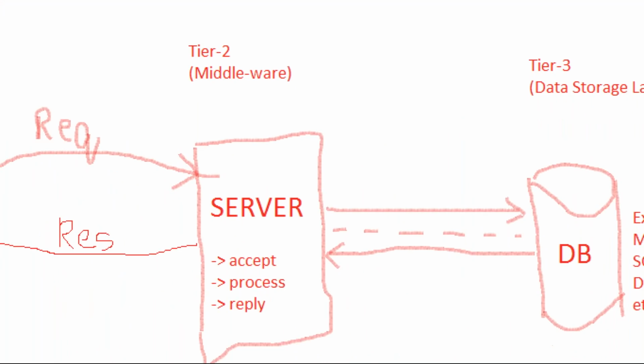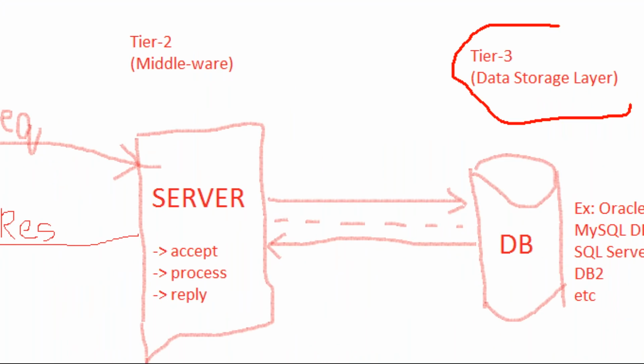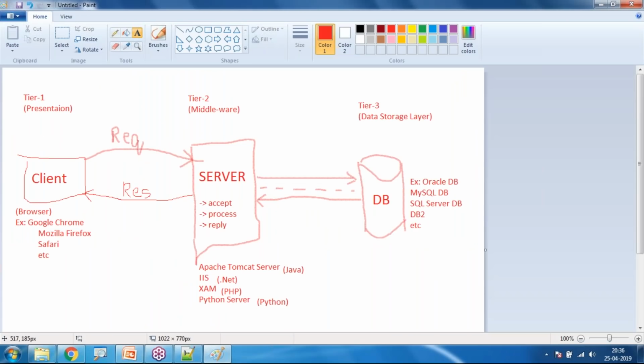This is where we store the data of our web application or website permanently, like user data, Facebook data, email data, or any information about the users or clients of your web application, stored permanently in the data storage layer. So this is a three-tier architecture using which we develop web applications or websites. And these websites will be running on the internet.